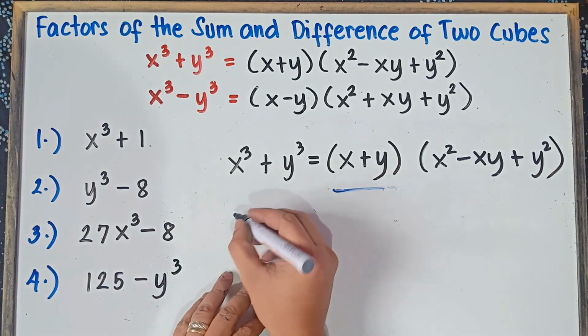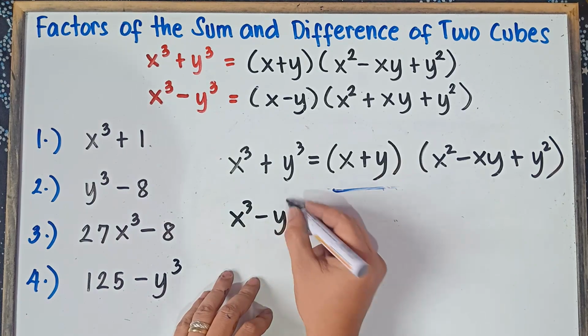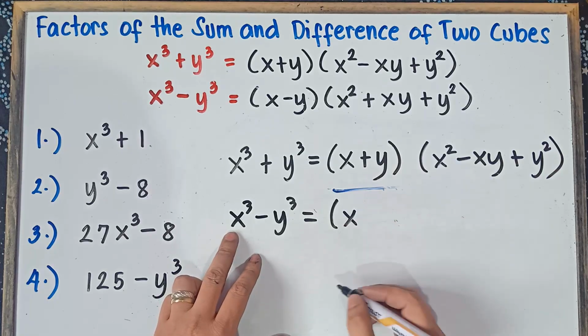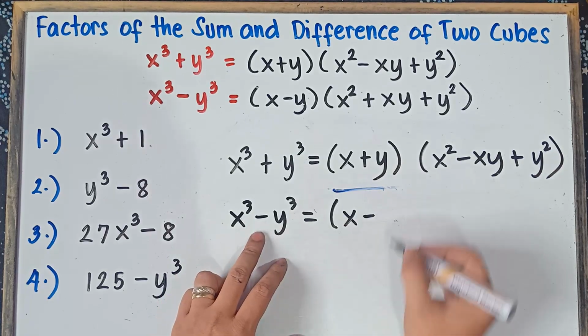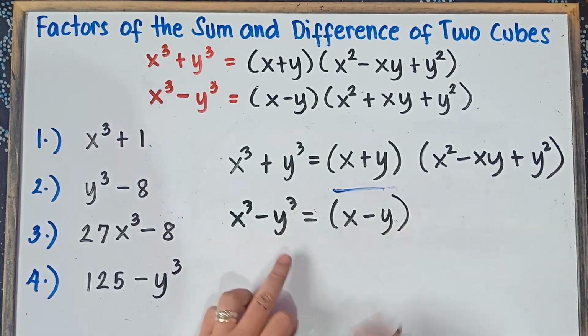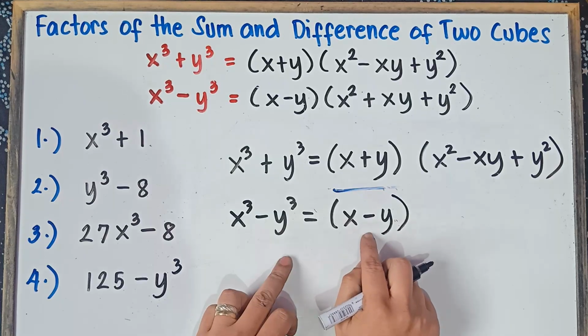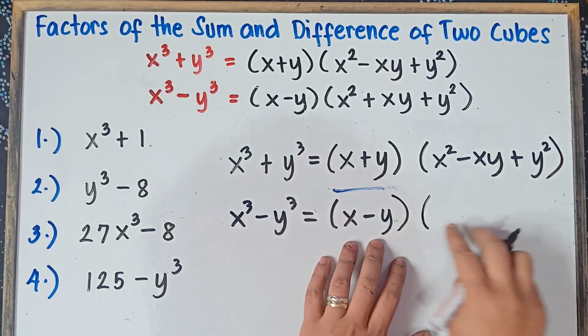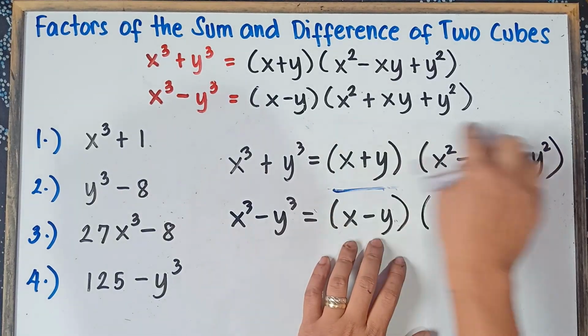If you have a minus sign, x cubed minus y cubed, get the cube root of the first term, that would be x. Now, if this is a minus sign, simply copy the minus sign. Get the cube root of the second term, that would be y. So that would be a minus sign for our first factor. And then this will be our guide with regards to our second factor. And then all of your answer, class, will be positive.